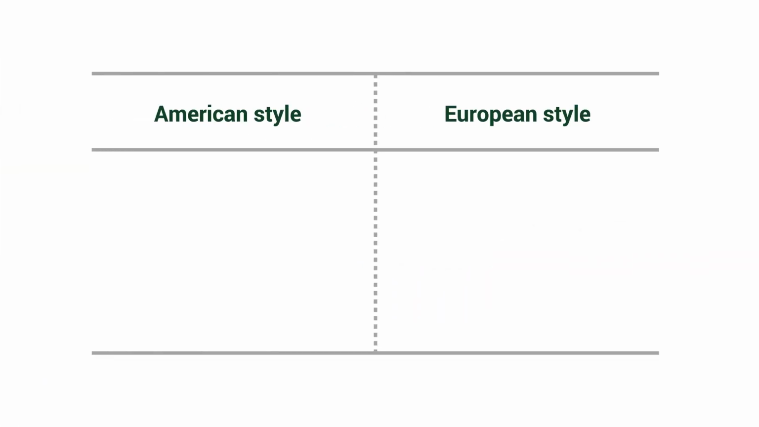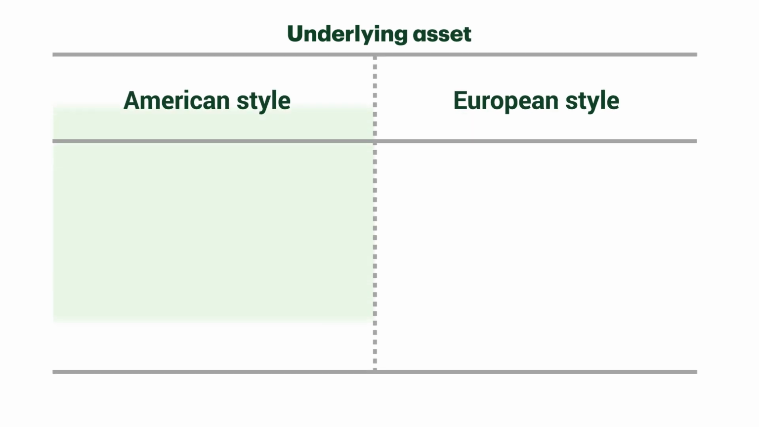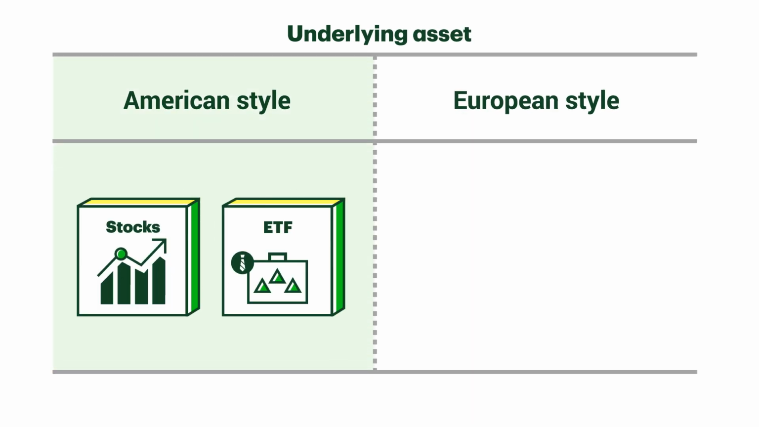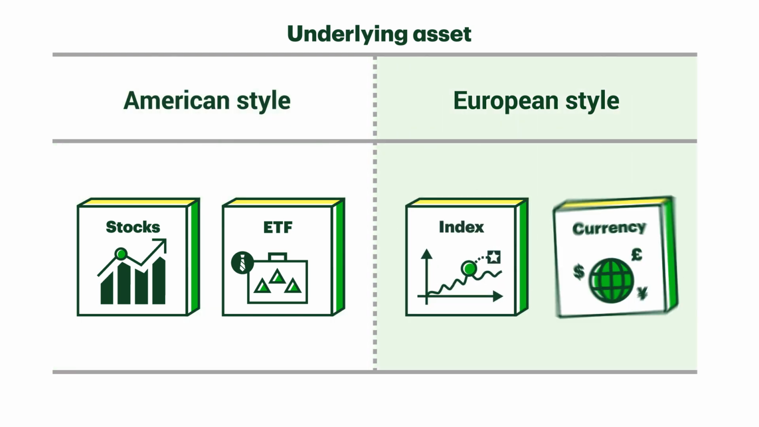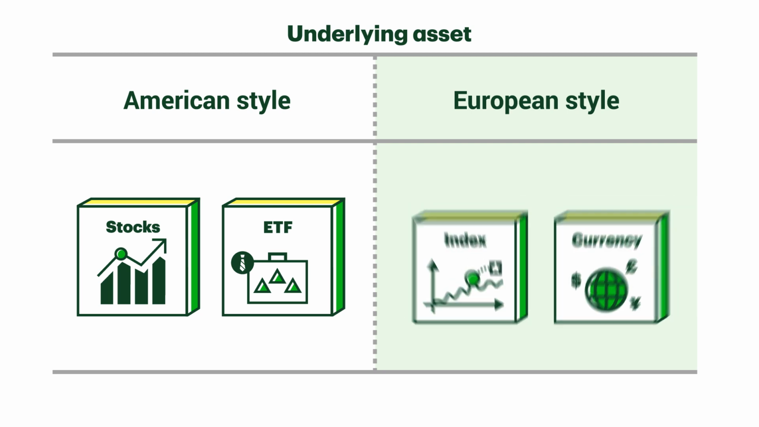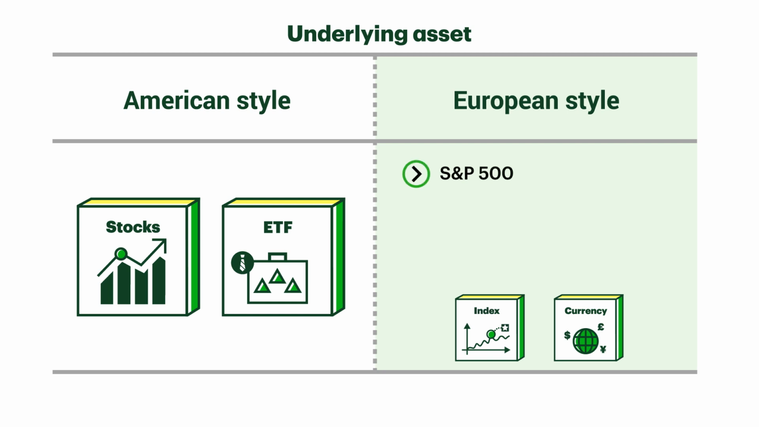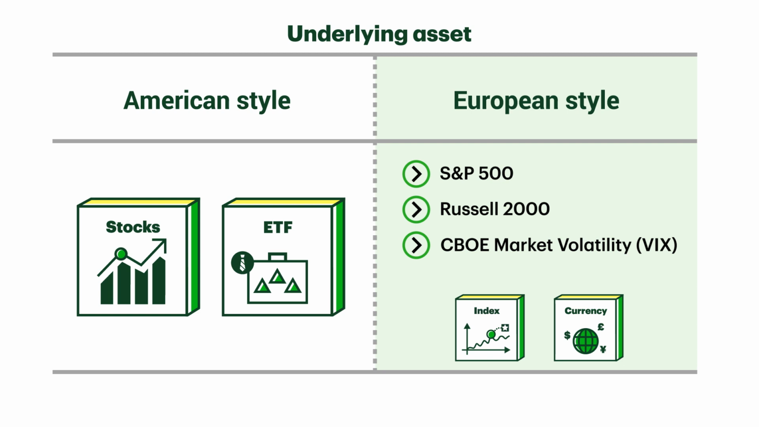The first major difference is the type of underlying asset each style covers. Options on individual stocks and exchange-traded funds are predominantly American style. They're much more common among retail investors as a result. Meanwhile, options on indices and currency pairs, as well as those traded over the counter, are generally European style. Some examples in the US markets include the S&P 500 Index, Russell 2000 Index, and the CBOE Market Volatility Index, commonly referred to as the VIX.